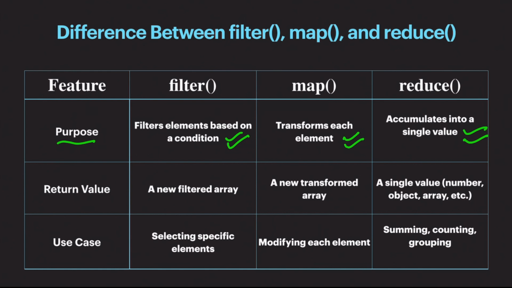Second is the return value. Filter returns a filtered array and map returns a transformed array, where we apply the operation on each element and it returns a new array. Reduce returns a single value, which can be a number, an object, an array, or any type of value. For the use case, when you need to filter specific elements, you apply filter. When you are modifying each element of the array, you use map. But when you are summing, counting and grouping the array elements, you use reduce. So this is the basic difference between filter, map and reduce.